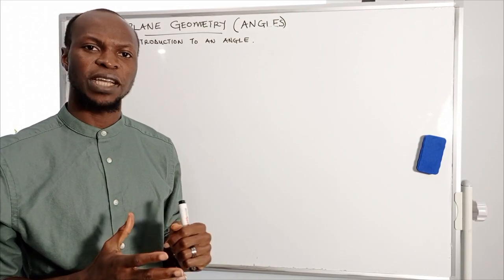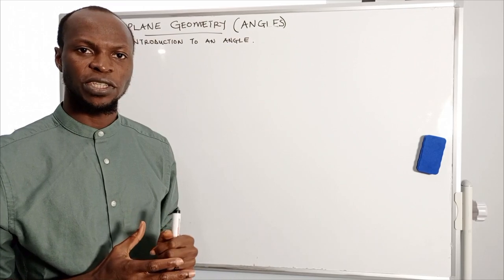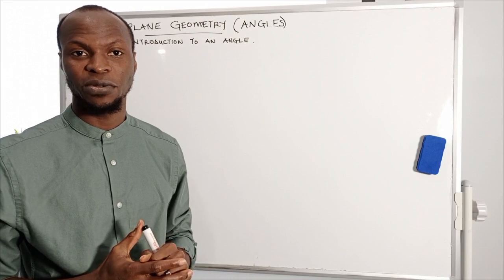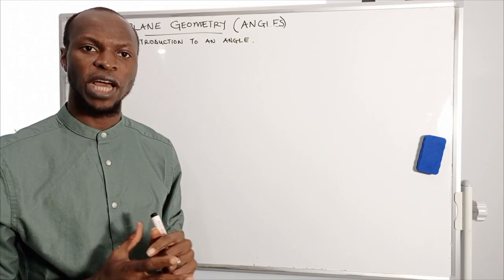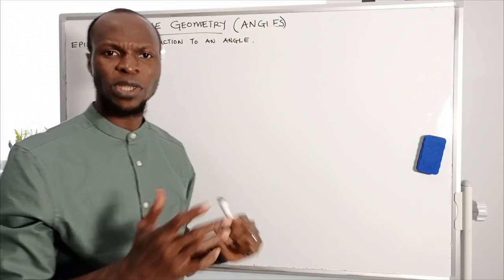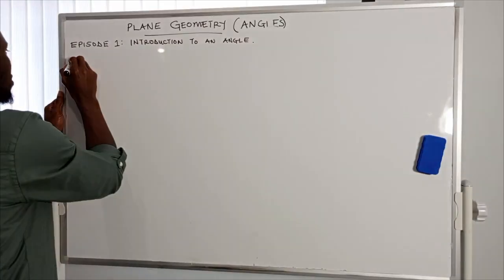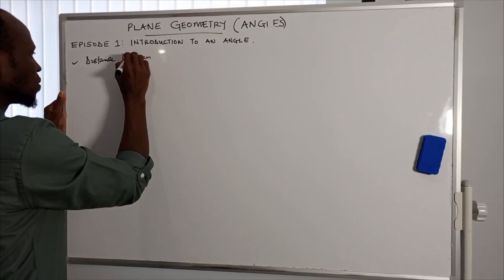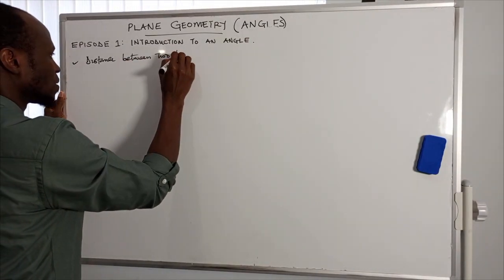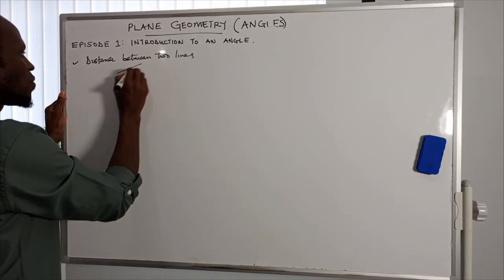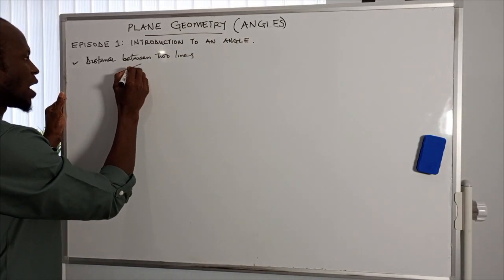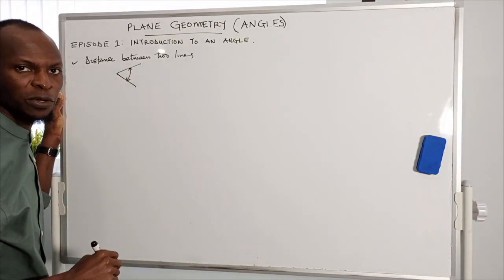And today we want to start another series of another topic called geometry, which is also known as an angle. But today we want to focus on an introduction to an angle. What is an angle? An angle is the distance between two lines. Okay, automatically when we have two lines, the distance between these two lines is known as an angle.